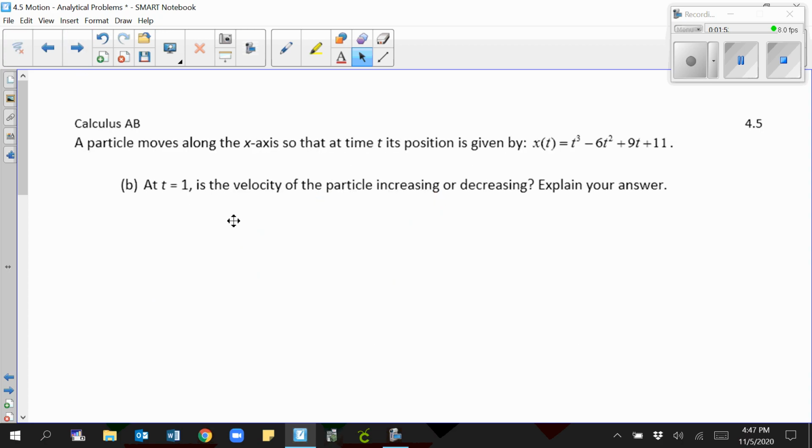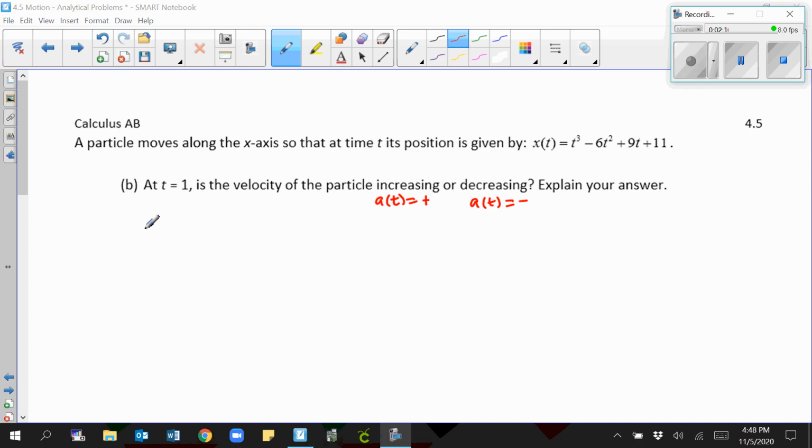So at t equals 1, is the velocity of the particle increasing or decreasing? Explain your answer. So if we're looking for when the velocity is increasing or decreasing, it's going to be increasing when the acceleration is positive and decreasing when our acceleration is negative. So from part A, our velocity, or our derivative for x of t, was 3t squared minus 12t plus 9. So let's find the derivative of our velocity, which would be our acceleration. So that 2 is going to come down, and it's going to be 6t minus 12.